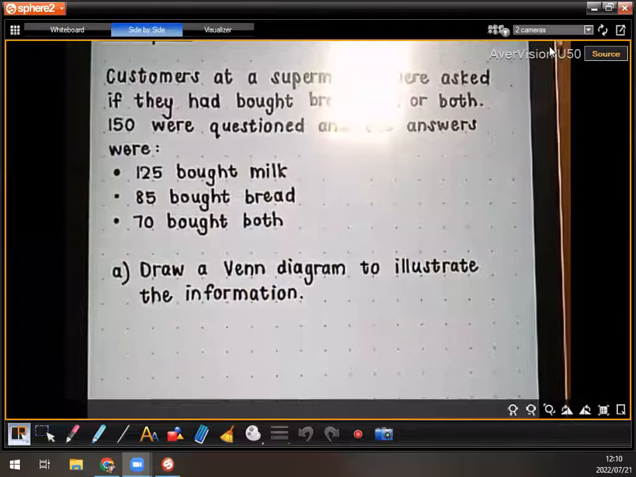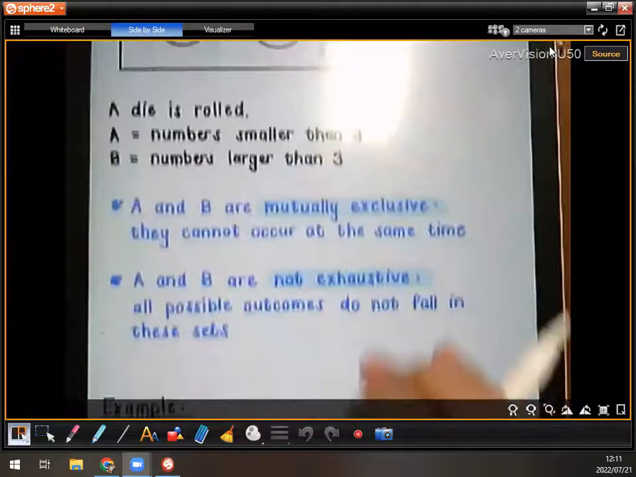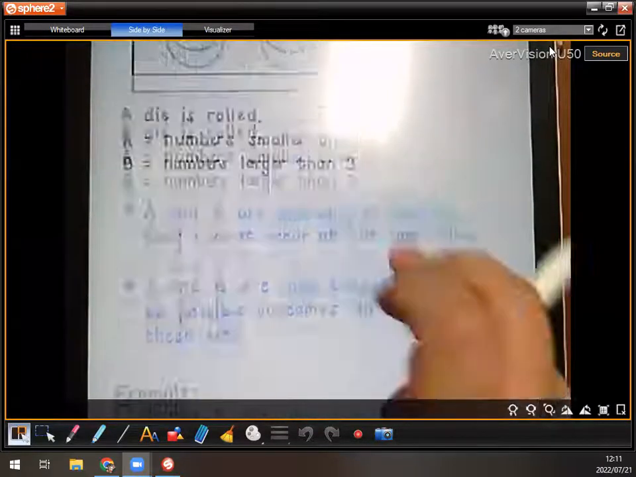What you can do, guys, since there is an overlap, do we agree? Some people want milk and bread, right? You can draw your Venn diagram, but now because there's an overlap, the two circles will also overlap. Okay, so you're not going to draw the two separate circles like we did before. I'm going to draw two circles that are overlapping.